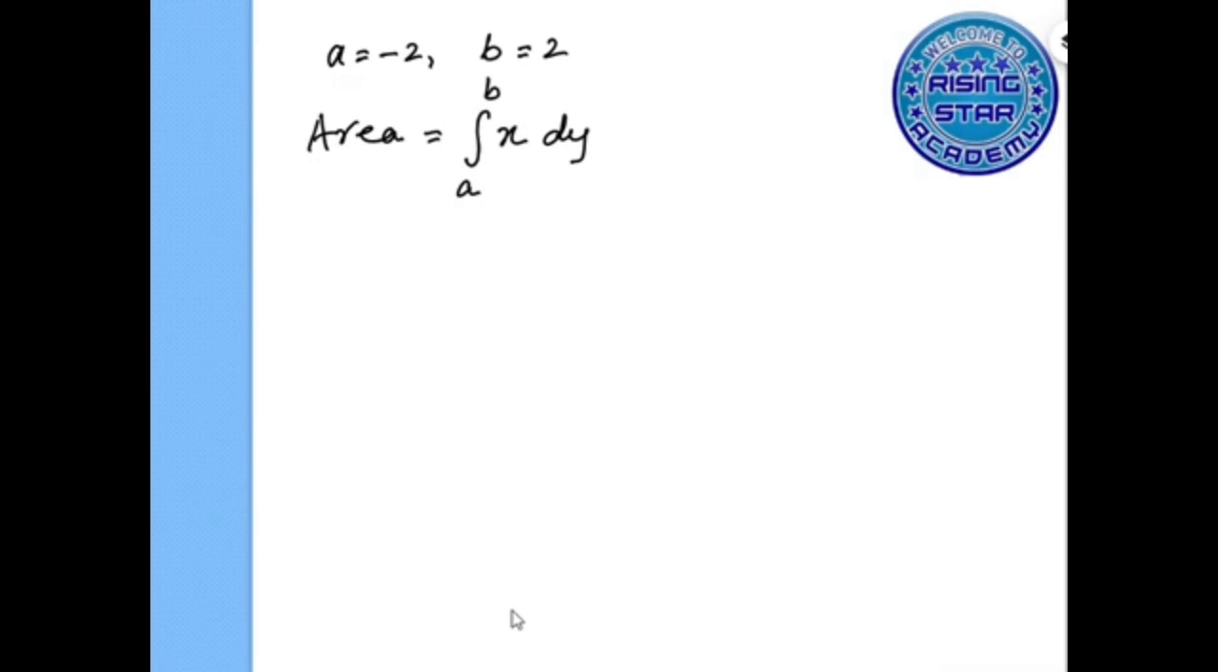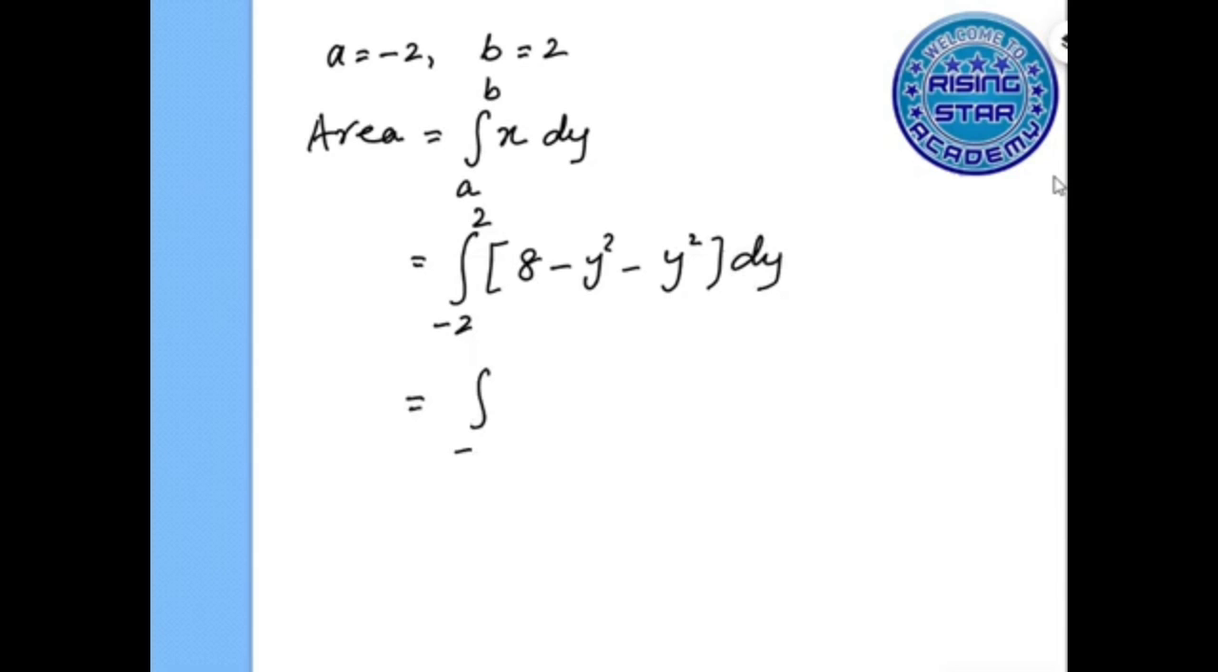Now we will subtract the curves. So we will write both of the curves, -2 to 2. The opening leftward curve minus opening rightward curve dy. On further simplification, we will get -2 to 2, that would be 8 minus 2y squared dy.